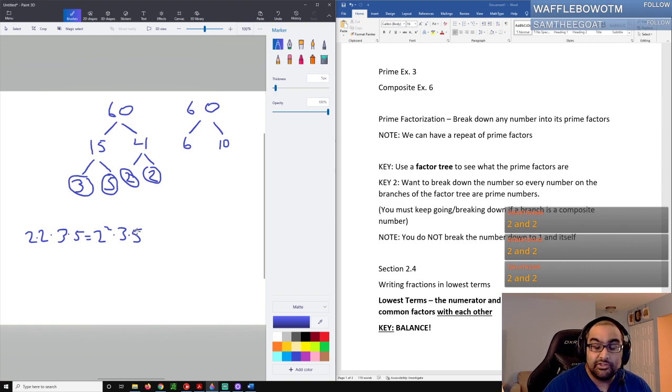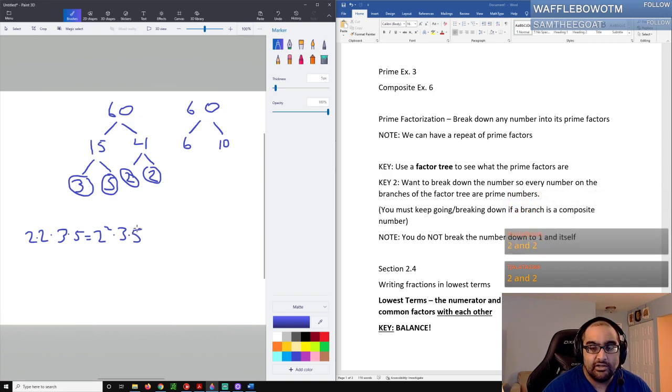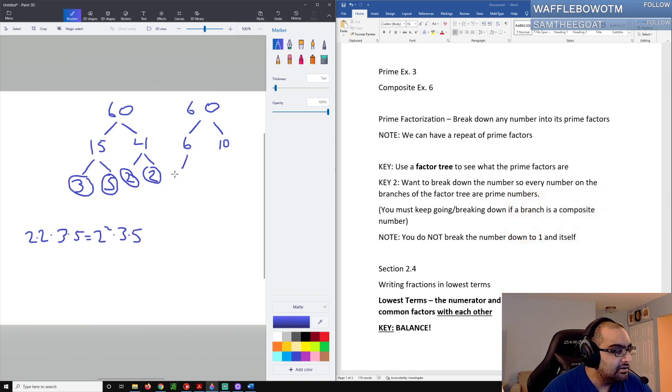Let's see if we get the same result here using 6 and 10. So with 6 and 10, this will be 2 and 3 or 3 and 2, whichever way you want to write it. And the 10 here will be 5 and 2 or 2 and 5. So we'll just go ahead and circle stuff. Circle this, circle this, circle this, and circle this. So we're going to have 2 times 2 times 3 times 5. So that's the exact same thing that we got from before. Okay, so that checks out.